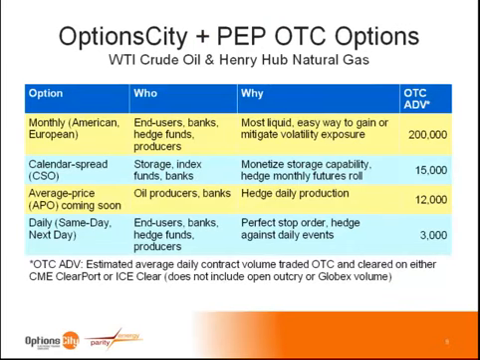Okay, one more slide. So I wanted to also introduce to you guys the main option contracts that are being traded OTC, specifically in WTI crude oil and Henry Hub natural gas. So the first category that we're looking at are monthly options that consist of American exercise stop and European exercise stop options with monthly maturities.